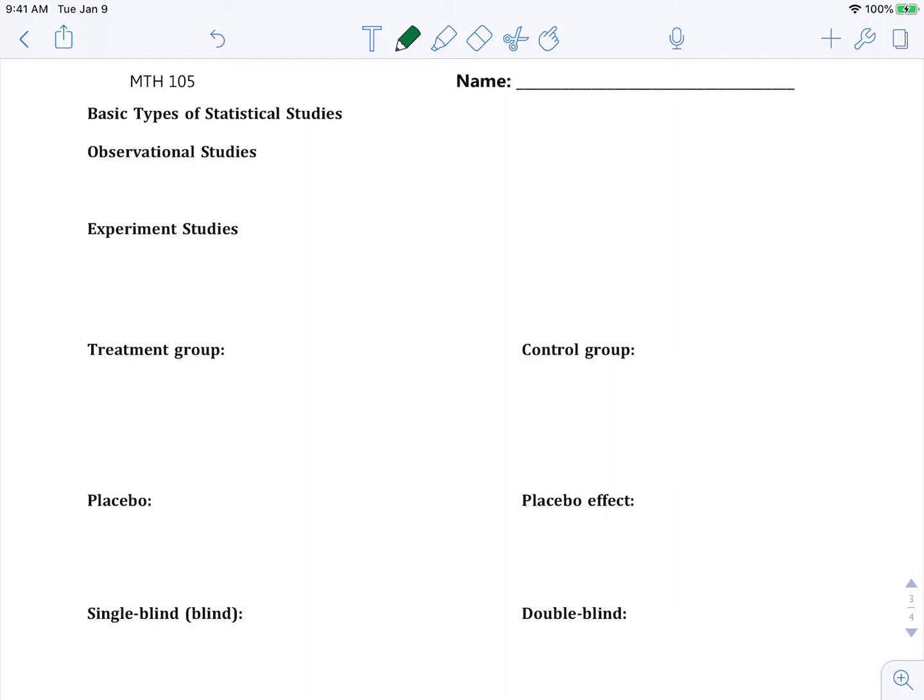Okay, so far in 3.1, we've talked about population, our sample size, parameters, statistics. Then we talked about sampling methods, and now the next piece is statistical studies. Okay, so we're going to talk about some basic types of those.